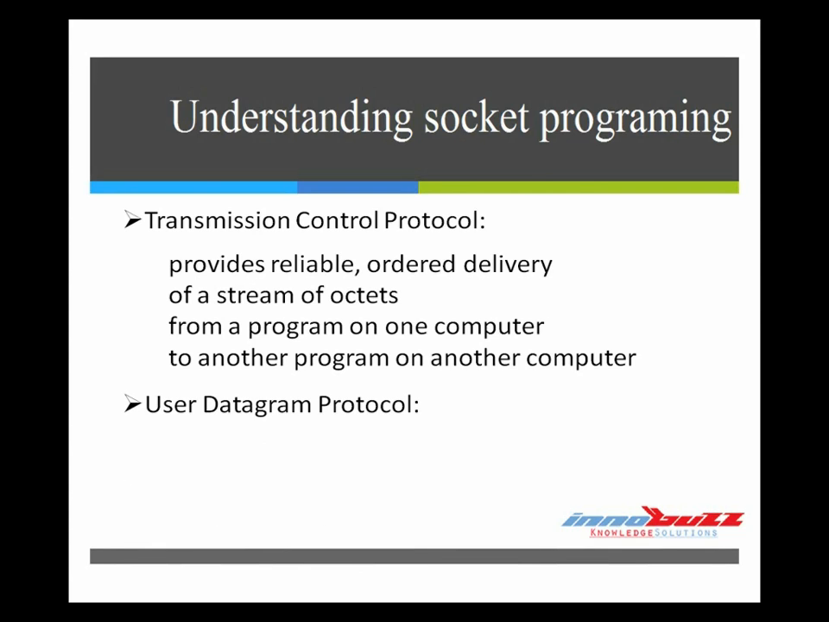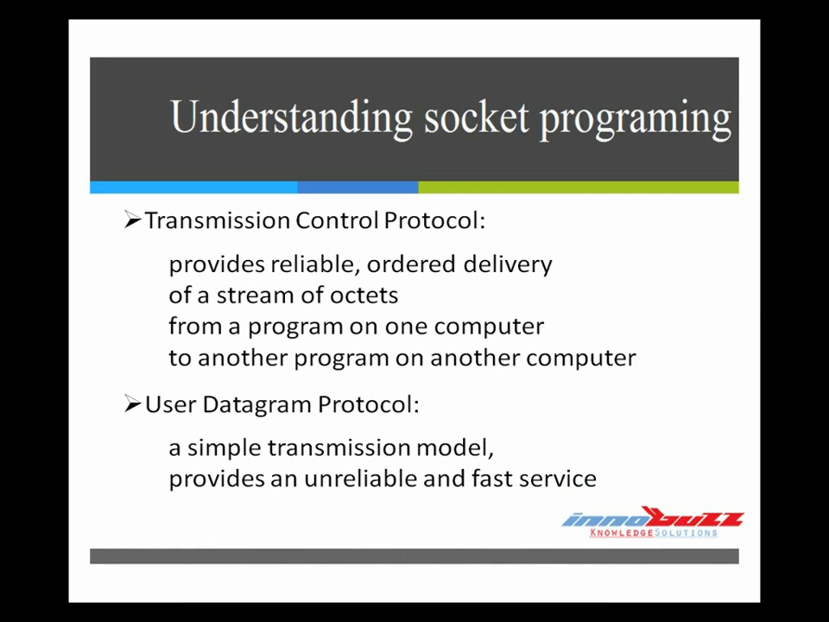Other programs which do not require such a reliable data stream service use the UDP. UDP is a simple transmission model which provides an unreliable but fast service. The datagrams that UDP sends may arrive out of order, appear duplicated, or go missing without notice. The main advantage of the UDP is the speed.